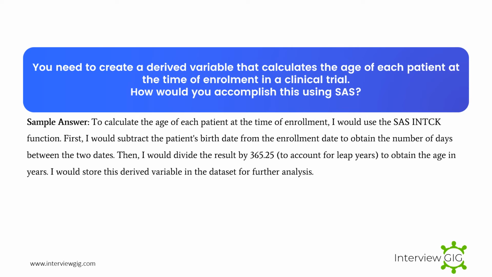You need to create a derived variable that calculates the age of each patient at the time of enrollment in a clinical trial. How would you accomplish this using SAS? Sample answer. To calculate the age of each patient at the time of enrollment, I would use the SAS INTCK function. First, I would subtract the patient's birth date from the enrollment date to obtain the number of days between the two dates. Then, I would divide the result by 365.25 to account for leap years to obtain the age in years. I would store this derived variable in the dataset for further analysis.